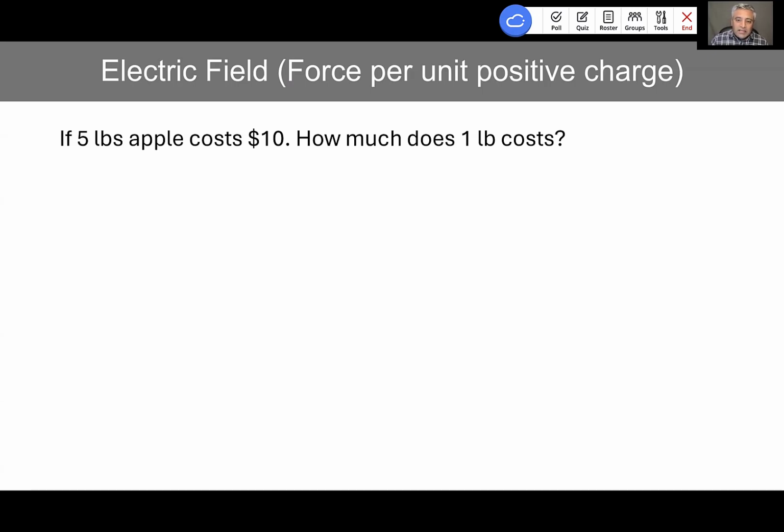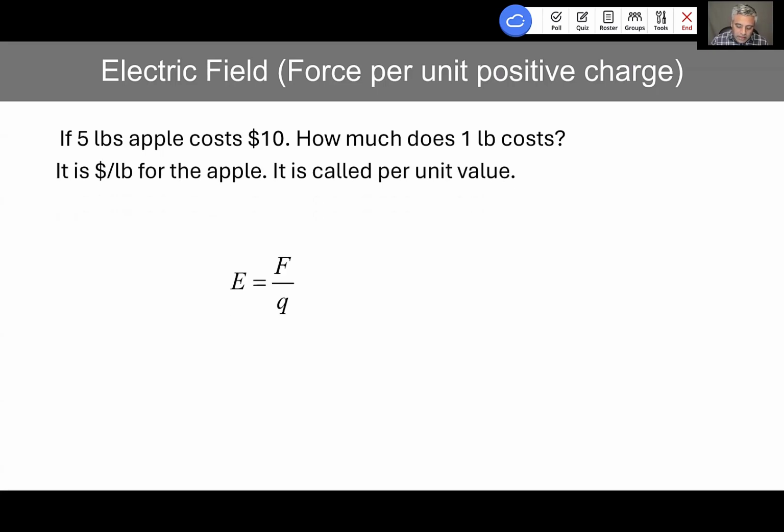Same thing goes here. What we are doing is looking at force per unit charge. Just like with price per pound, we don't have to worry about how big or small the package is. Once we know how big the package is, we just multiply by the price per pound. Same thing: we can find the force by just multiplying by the field, once we have the field.